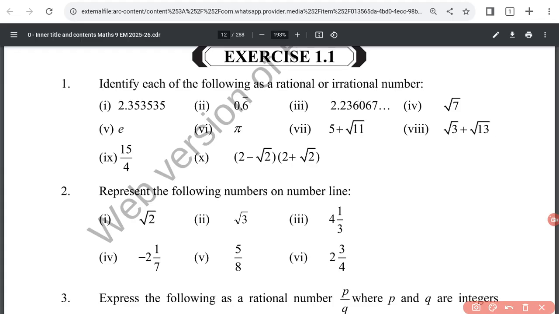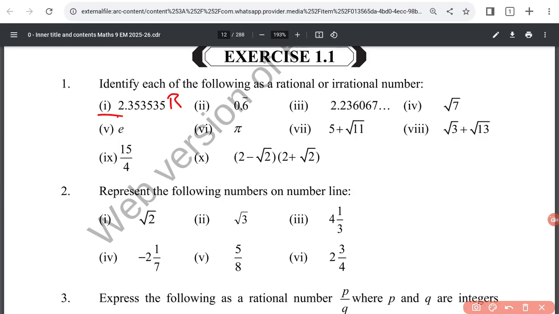If we talk about the first number, that is 2.353535, it is a repeating decimal, so it can be written as a fraction, so it is a rational number. I am representing a rational with R.